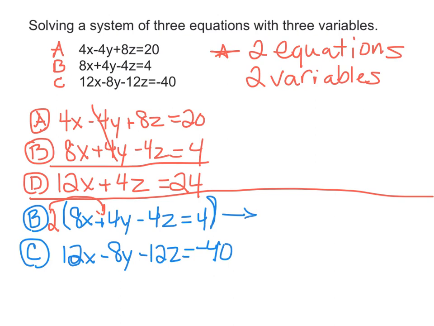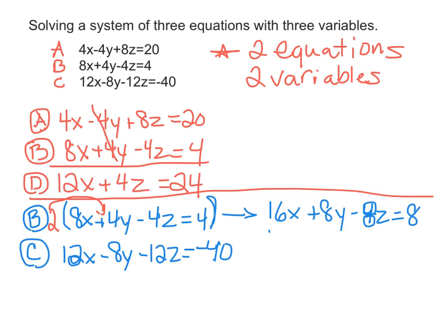So let's distribute that 2 in B through, and that's going to become 16x plus 8y minus 4z equals 8. Okay, so notice that that 2 gets distributed through to everything. Okay, oops, but I did forget that that's not a minus 4z. That should be a minus 8z. Silly me, because the 2 gets distributed through to everything.